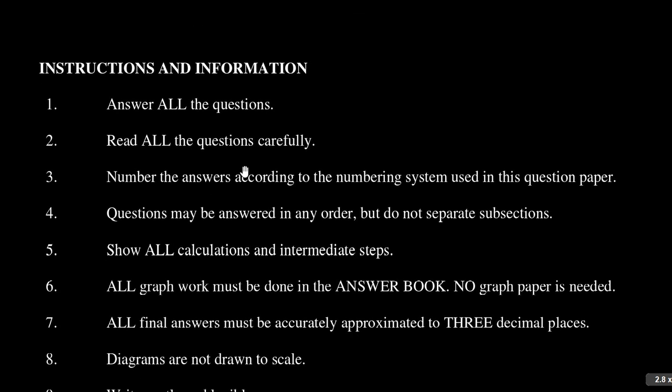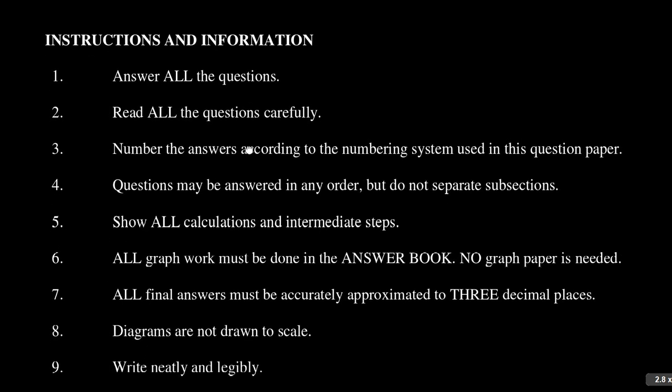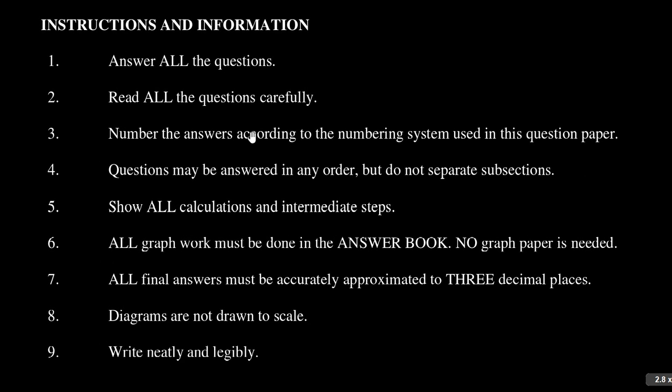The first part says you must answer all the questions, which means you need not select some of the questions, but you have to answer all the questions. You need to read all questions carefully. Number 3 says number the answers according to the numbering system used in the question paper, which means do not come with your own numbering. You need to maintain the numbering system that is used in the paper.